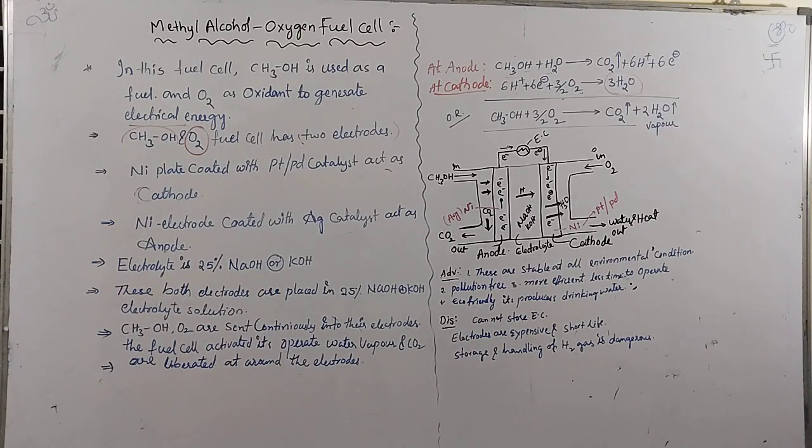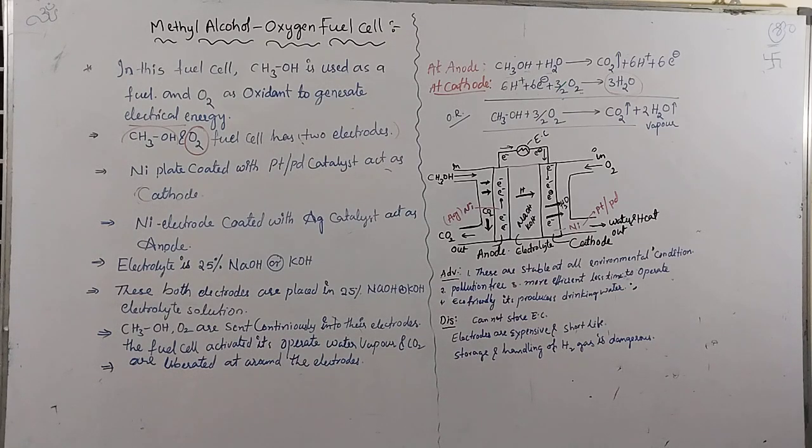We are going to discuss the methyl alcohol and oxygen fuel cell, its construction, how it works, and some of the advantages and disadvantages. In this fuel cell, methyl alcohol is used as the fuel and oxygen acts as the oxidant to generate electrical energy.